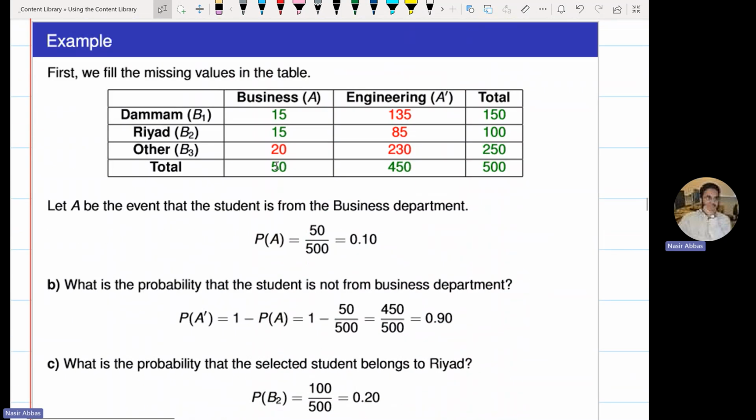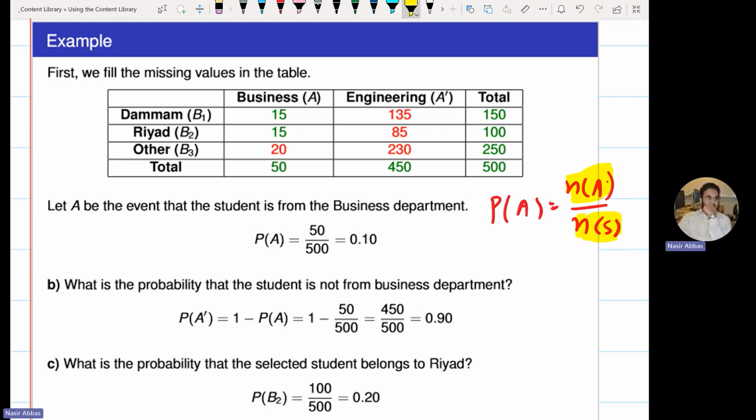The first thing we need to do is fill the table. The green elements were already given in the question. The red ones are the ones that we filled. After filling the table, we need to go back to the definition of probability. The definition of probability is N of A divided by N of S. I need these two numbers to get the probability.